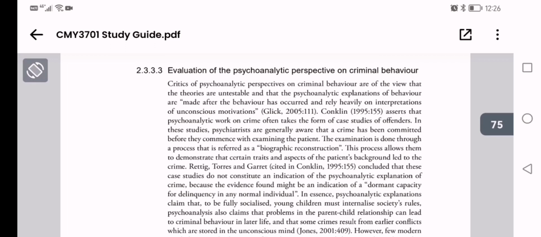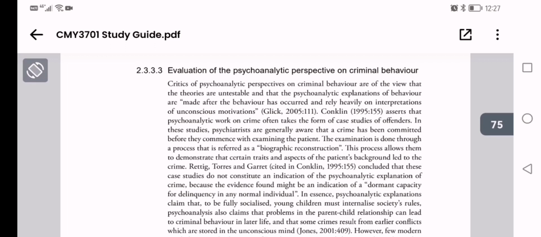Regit, Torres, and Garrett concluded that these case studies do not constitute an indication of the psychoanalytic explanation of crime because the evidence found might be an indication of a dormant capacity for delinquency in any normal individual. In essence, psychoanalytic explanation claims that to be fully socialized, young children must internalize societal rules. Psychoanalysis also claims that problems in the parent-child relation can lead to criminal behavior in later life, and that some crimes result from earlier conflicts which are stored in the unconscious mind.